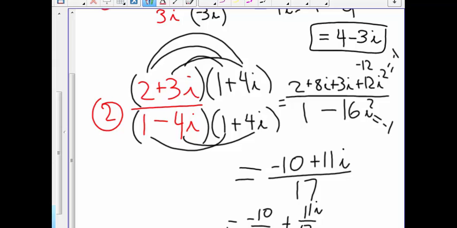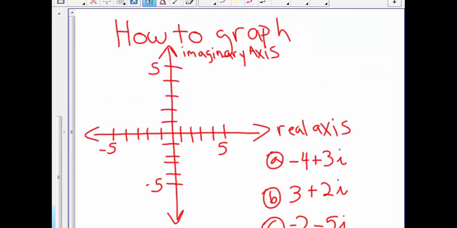And it looks like the bottom of my recording got cut off. Those are 17s in the denominator.